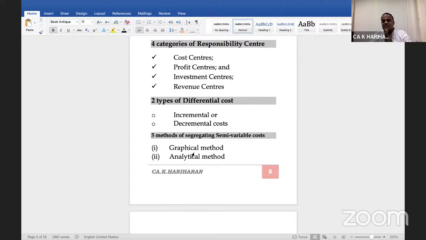How many bases are there to classify the cost? Not correct. Not correct. Totally, how many bases are there? Yes, correct. Direct and indirect only. Correct. Now, totally, how many bases are there? What are all the bases in which you have to classify the cost? Any idea? Do you want any multiple choice options?